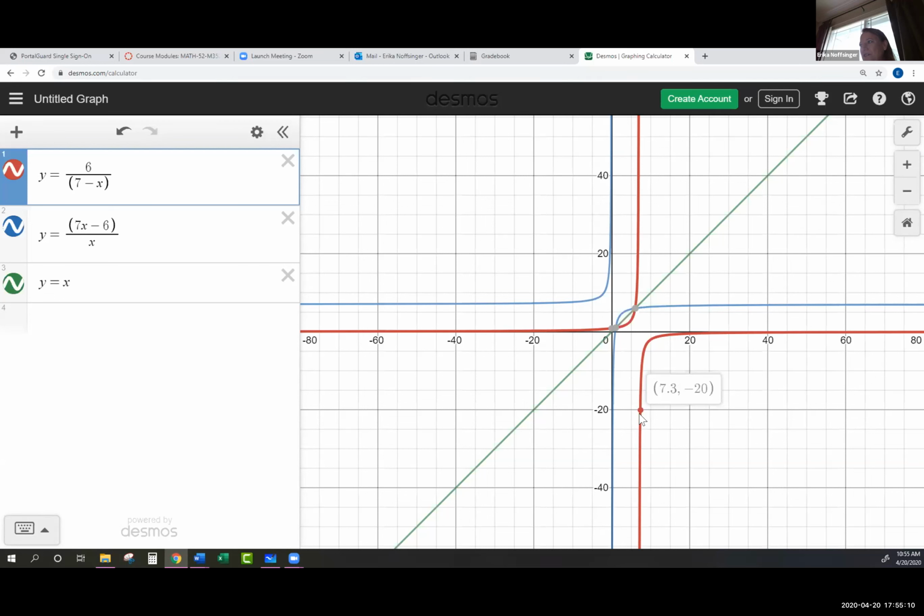You see it's almost negative, or negative 20. There it is. And so any x, y gives us another y value.